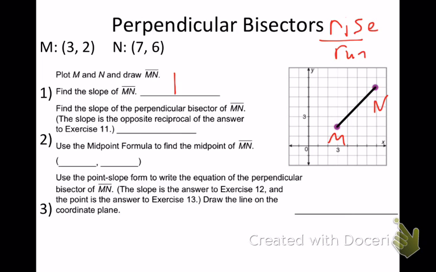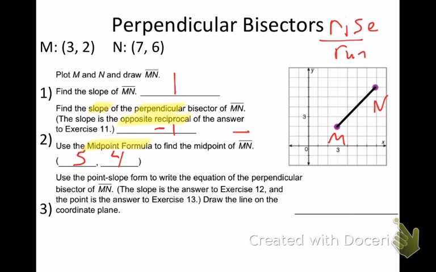Great. After I find the slope, now I'm going to identify the perpendicular slope. Now remember, perpendicular slope is the opposite reciprocal. So if my slope is 1, what's the opposite reciprocal of 1? Negative 1. Great. Next thing, I'm going to find the midpoint of those two coordinates. What's the midpoint of those two coordinates going to be? 5, 4.